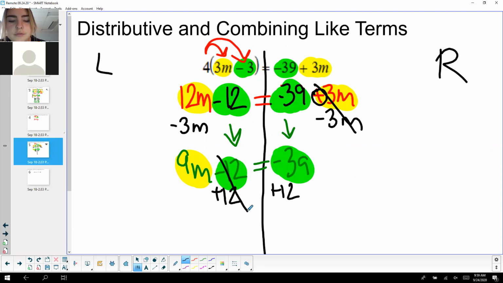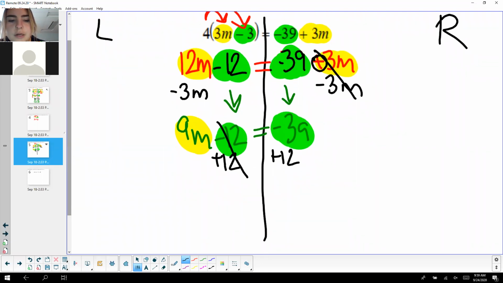So that's going to cancel. I'm going to bring down my 9m equals, and then what is negative 39 plus 12? I want you to take your calculators. Negative 39 plus 12 is going to give you negative 27.